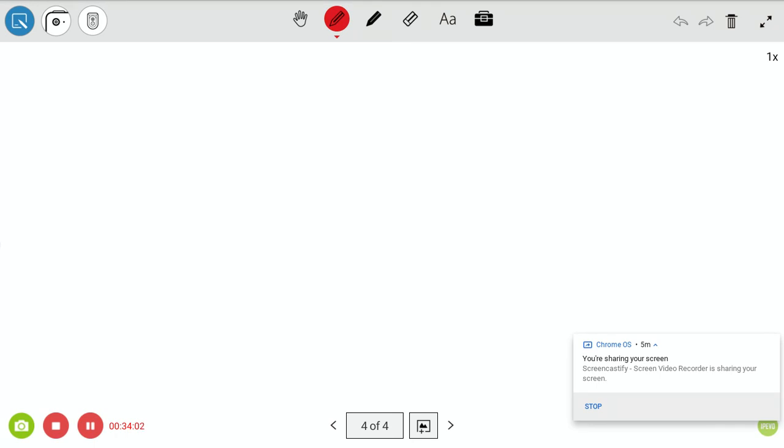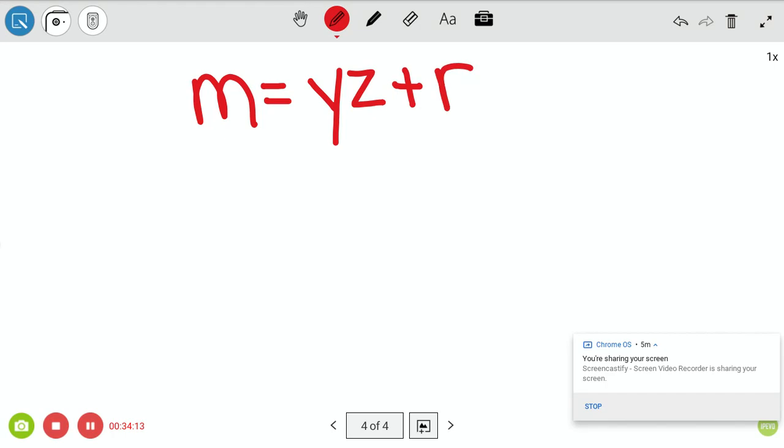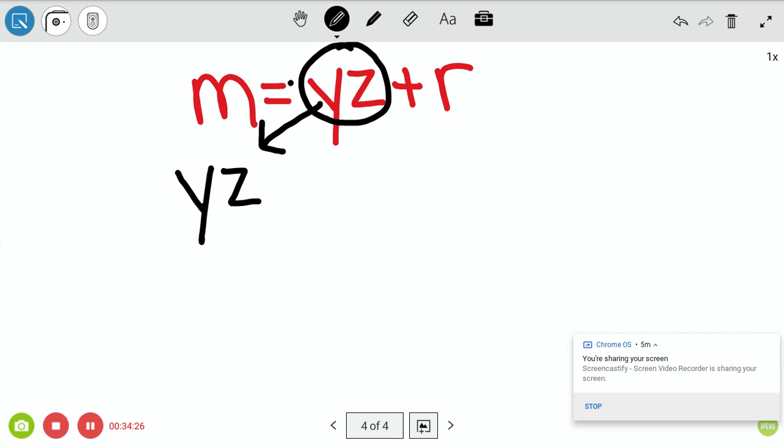So let's go with m equals y times z plus r. We're solving for y. So which term has a y? It's this one. So guess what? We want it over here. YZ, but it was a positive. So when I move it over, it becomes a negative, equals.